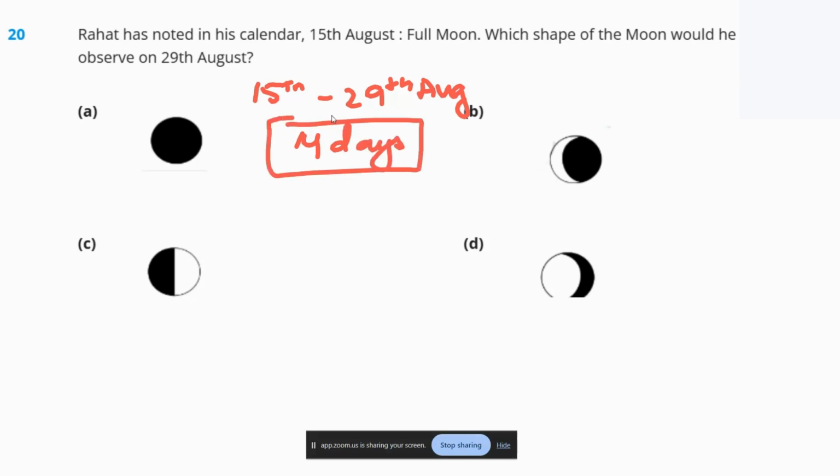So 14 days means half of the cycle, because the entire lunar cycle is of 28 days, isn't it? So exactly half of the cycle will be 14 days. So if she notices 15th August is full moon, once half of the cycle is over, that is on the 14th day, she will notice which one? She will notice new moon, isn't it? She will notice new moon. So option number A is our right answer. Okay.